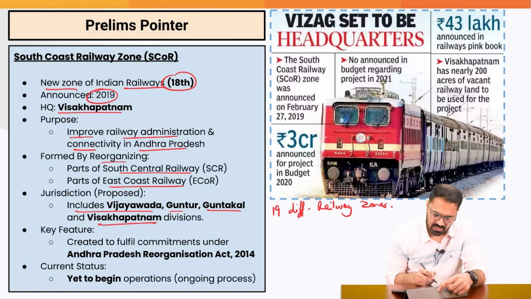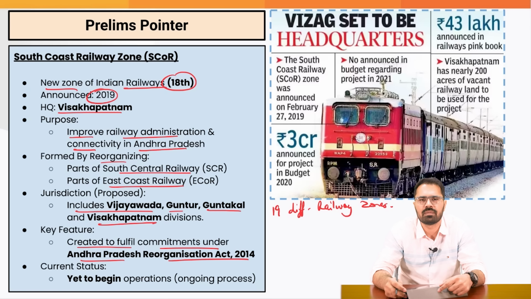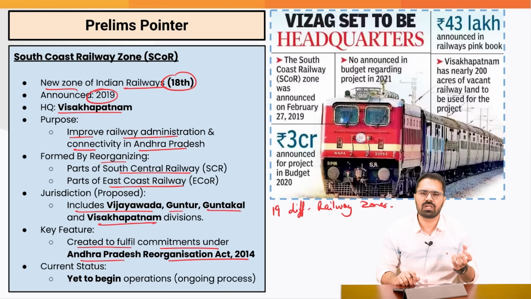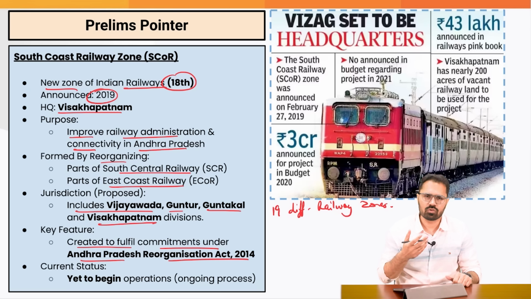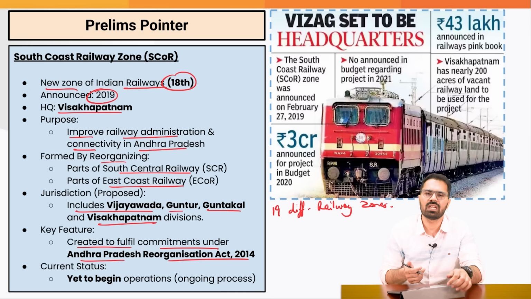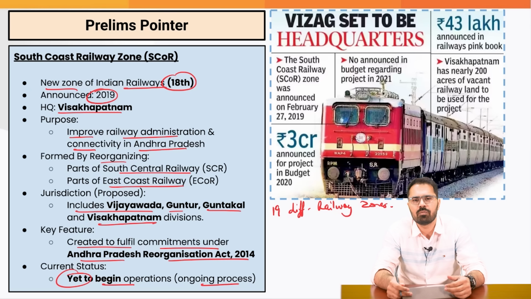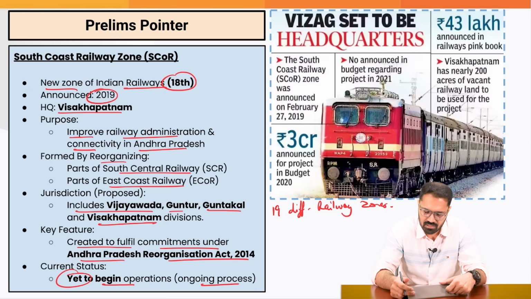What will be the key features? It is created to fulfill the commitments under the Andhra Pradesh Reorganization Act. Basically, whenever states bifurcate, certain states demand certain benefits from the central government, that to sustain our revenues and other infrastructure, we need these funds, or you can say these programs. So that promise was made by the central government and now they are delivering on it. What is the current status? It is yet to begin operation. It is an ongoing process. Basically, the railway minister has said that very soon this will start.